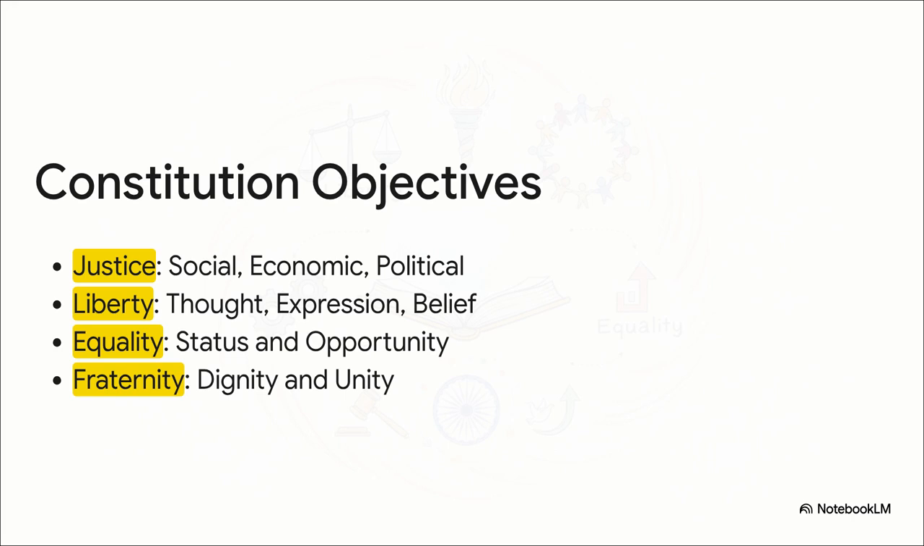Justice covers social, economic, and political fairness, and that was actually inspired by the 1917 Russian Revolution. Liberty ensures freedoms of thought, expression, and worship, while equality makes sure there are no special privileges for anyone. Those two, along with fraternity, which is this sense of brotherhood assuring human dignity and national unity, were heavily inspired by the French Revolution. So they basically drew on the world's greatest historical movements to guarantee the daily freedoms we have today.